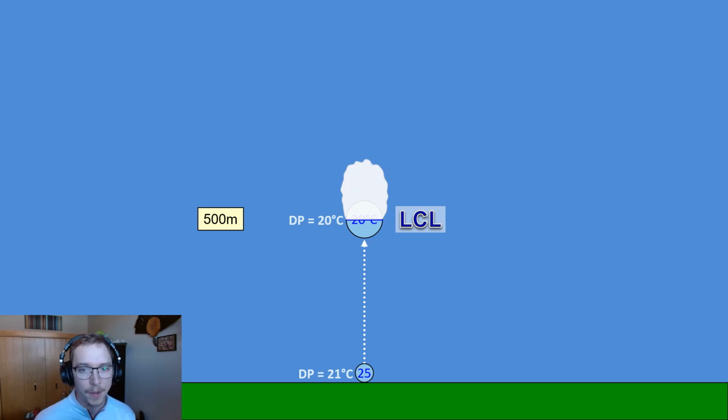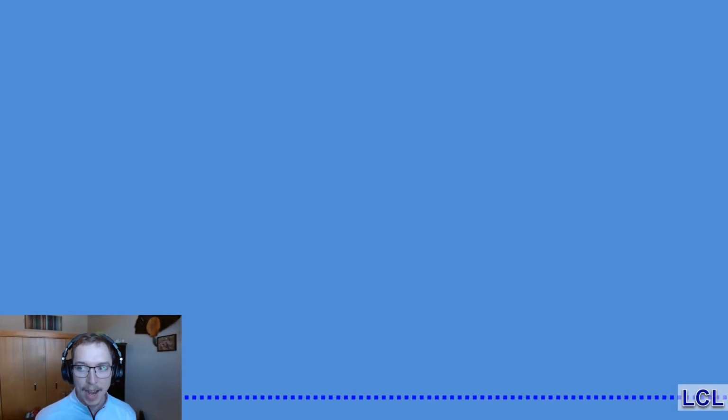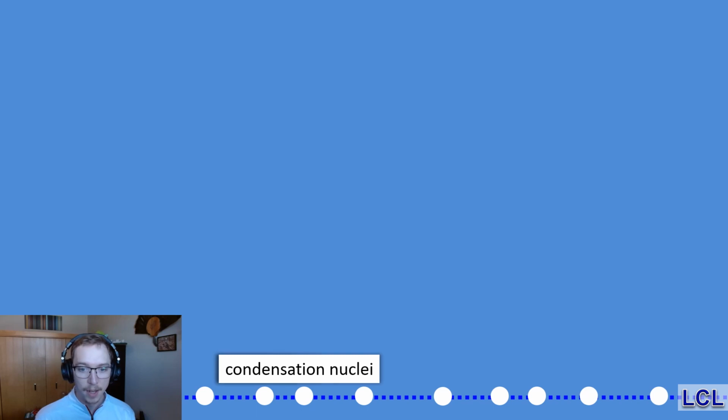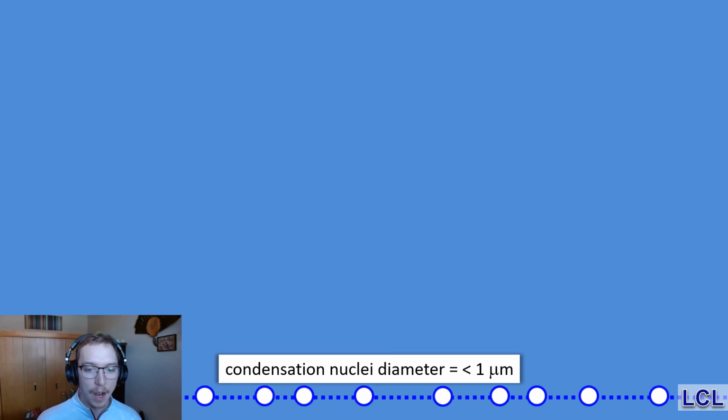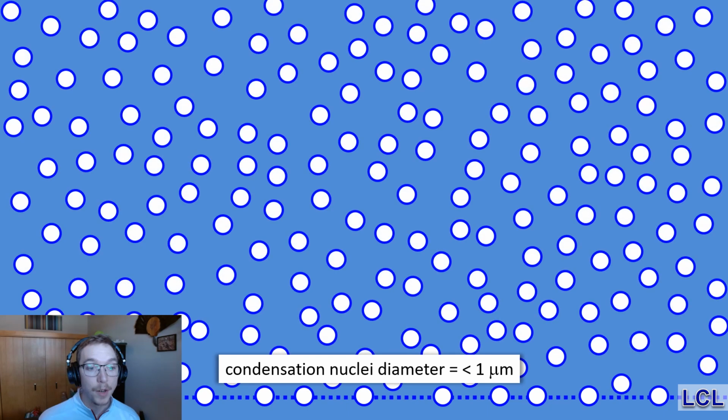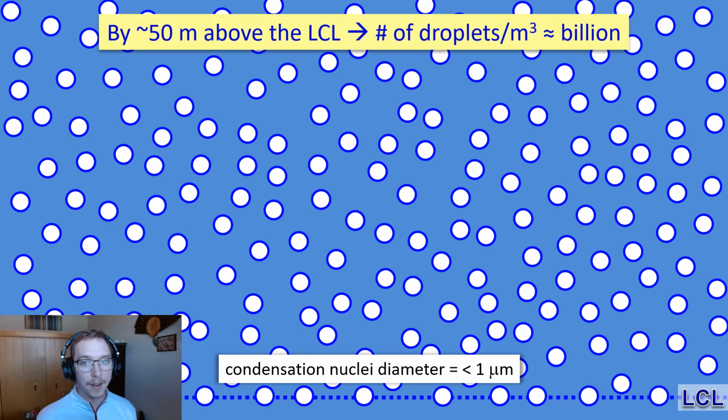So if we zoom into that lifting condensation level, you see we've got these condensation nuclei with a diameter of around a micrometer or so that are allowing water to condense on them. And as that air continues to rise and you have more and more condensation, you can get cloud development. By about 50 meters above the lifting condensation level, you can have numbers of droplets in the billions, so droplets per cubic meter in the billions. If you think of how much space each one of these little particles takes up, and how many condensation nuclei that requires, you can get an idea for how what we see exhibited as clouds starts to form.